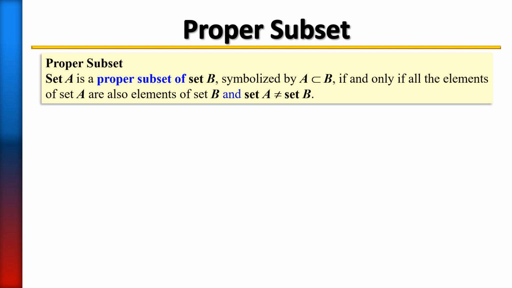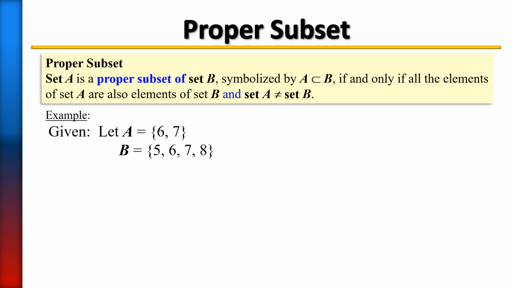Well, you're exactly correct. It is, except it has that second little criteria there, that the two sets cannot be equal. And you'll see the equal sign with a line through it. That's what that means. So again, set A is a proper subset of set B if and only if all the elements of set A are also in set B, and set A and set B cannot be equal to one another. So let's do an example to make more sense.